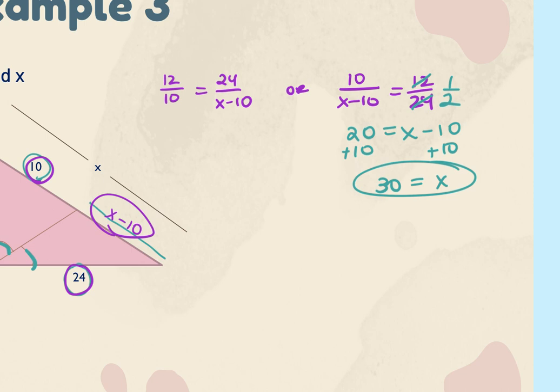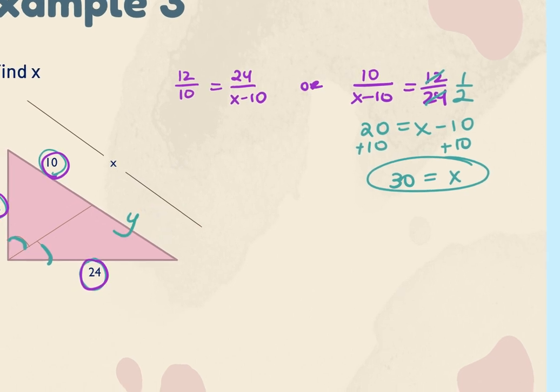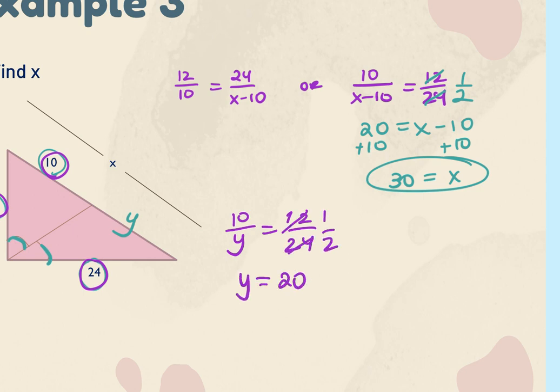If I changed it and I invented some other variable, like let's say this is y instead of x, and I solve for y, then at the end, I have to add 10 and y. So I can do 10 over y equals 12 over 24, 1/2, and I get y equals 20. And then if this is 20, I have to add these together to get the x. Either of those work. So whichever one made the most sense in your brain, go with that method because they both work. Questions?